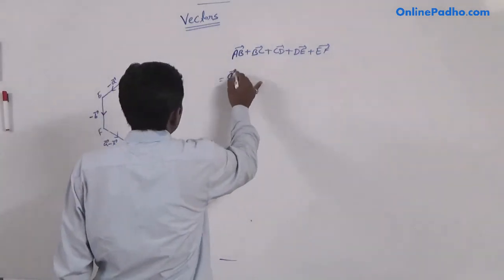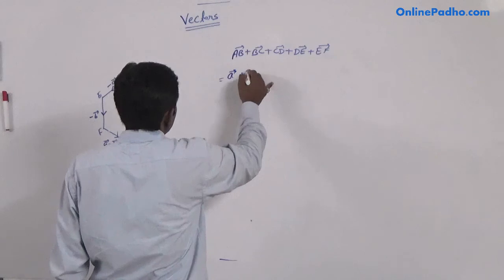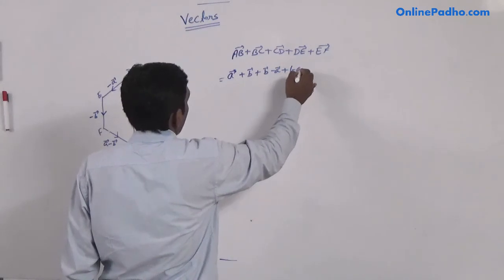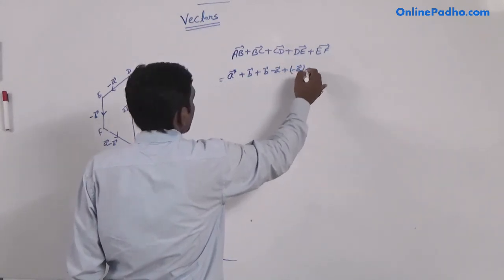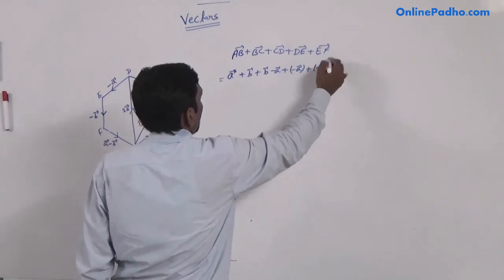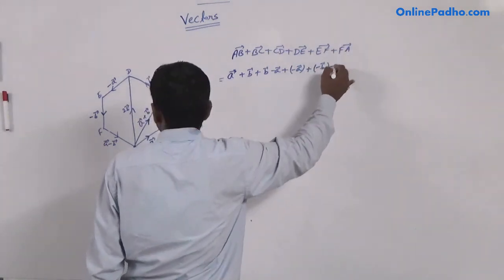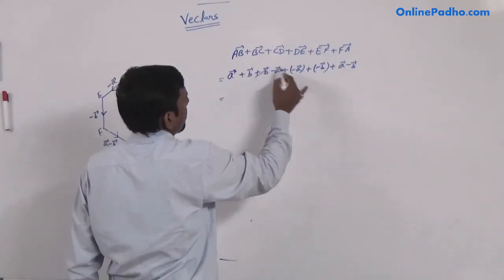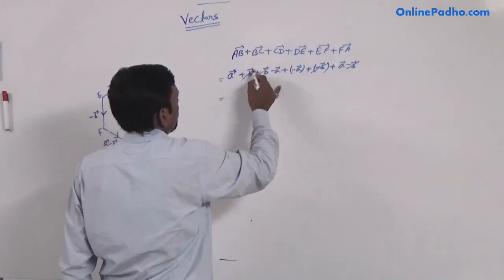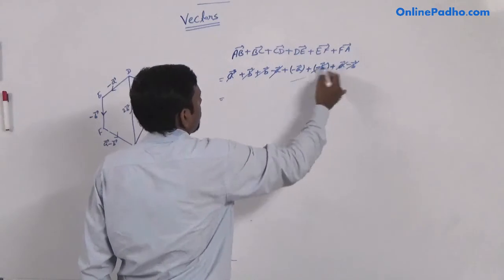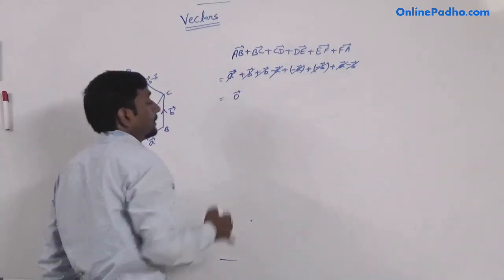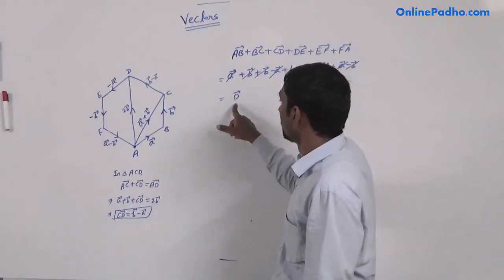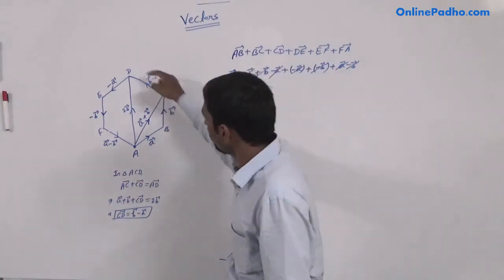Let us see. AB vector is A vector, BC vector is B vector, CD vector is B vector minus A vector, DE vector is equal to minus A vector, EF vector is equal to minus B vector, and the last one is FA vector, which is equal to A vector minus B vector. You can see here B vector cancels with minus B vector, A vector with minus A vector, and you will get 0 vector. This is not just 0, this is the 0 vector. The 0 vector represents the direction starting from point A and ending at point A.